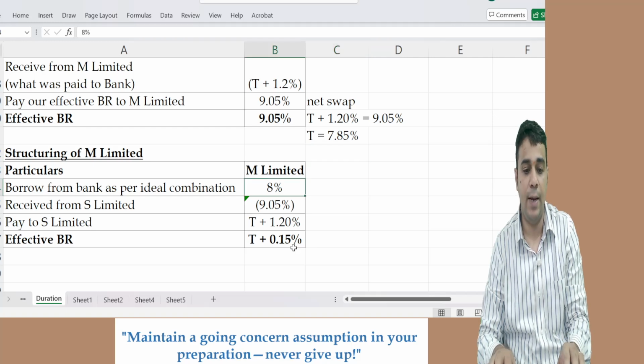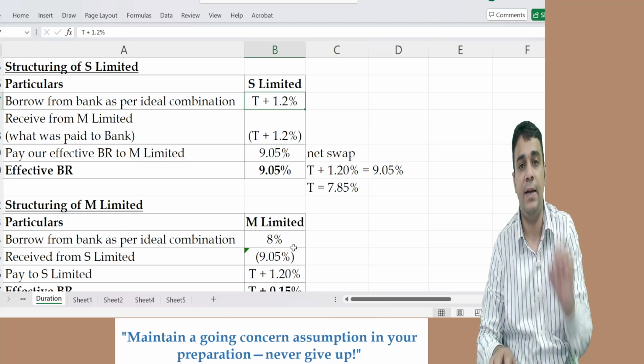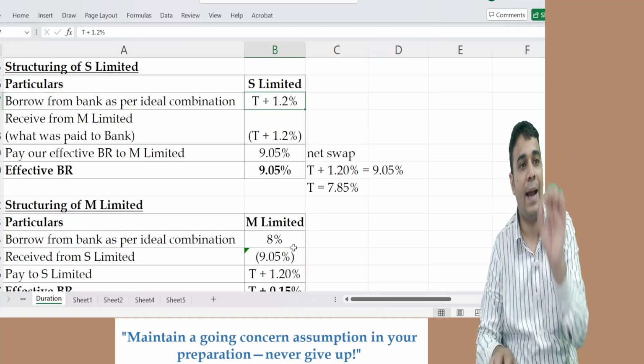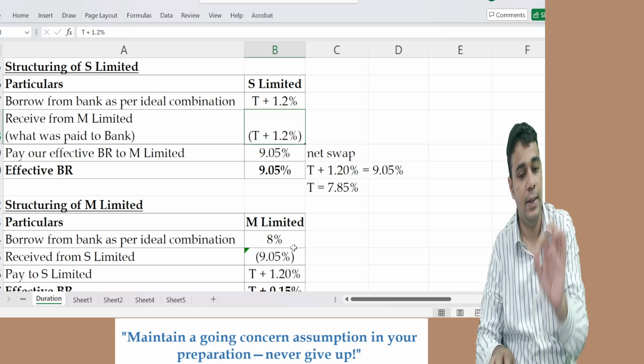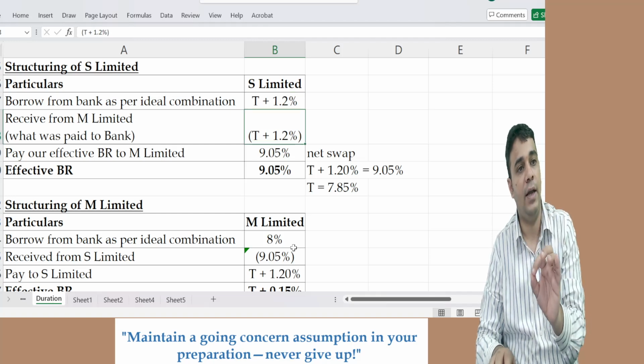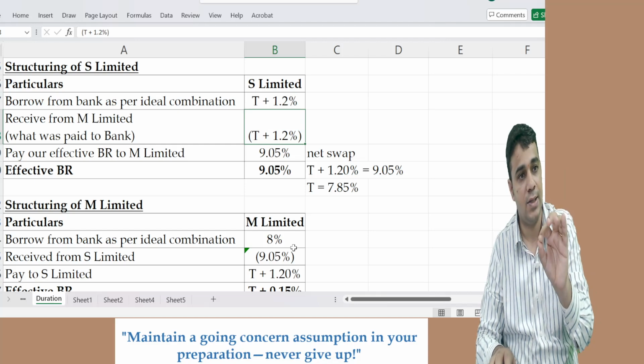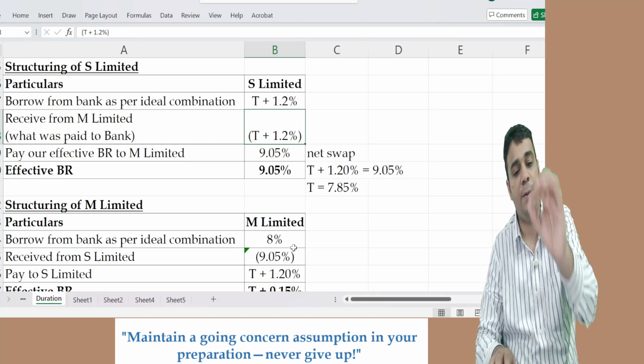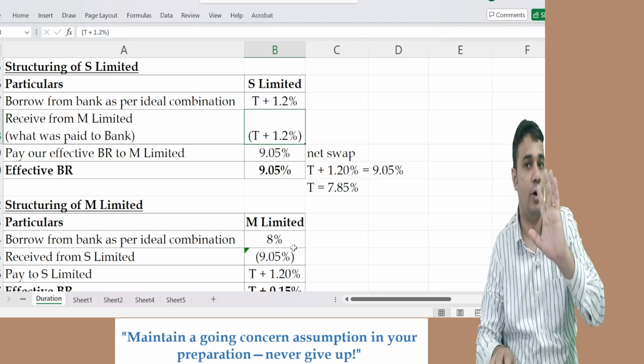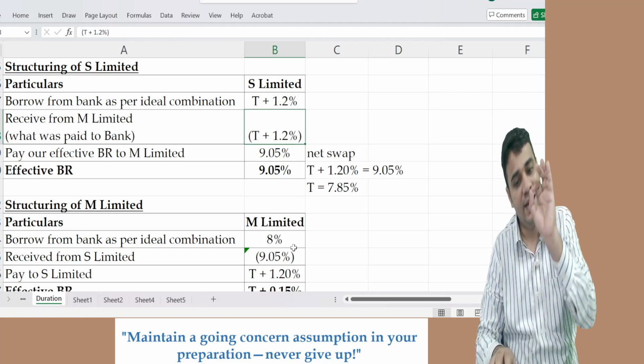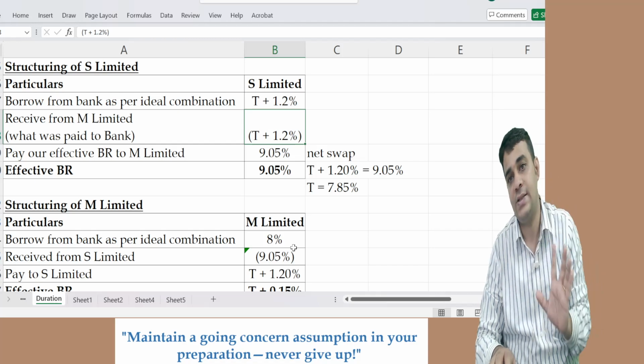So in this table, it will not be 8, 9.05, T. If you see this table, it will be T plus 1.2 in bracket only T. Next line will be 7.85 and T would get constant. 7.85 plus 1.2, you will get 9.05. So you can do swapping any way you want. Net answer is T is equal to 7.85.